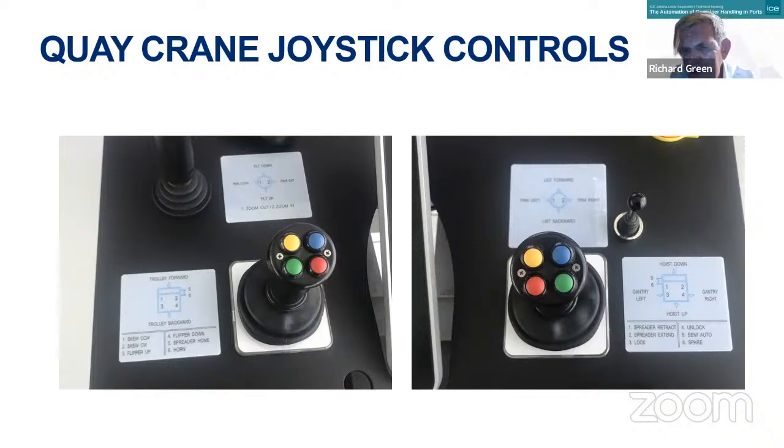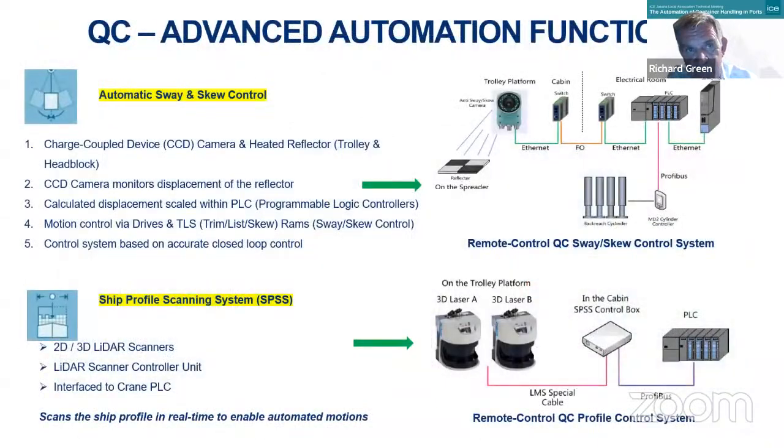Similar on the right, it's hoist up, hoist down, gantry left, gantry right, spreader retract, spreader extend. Well, you can read it as well as I can. So it's almost like playing a computer game with the two controls. And these controls are controlling a piece of equipment that weighs 1,200 tons. So it's quite incredible.